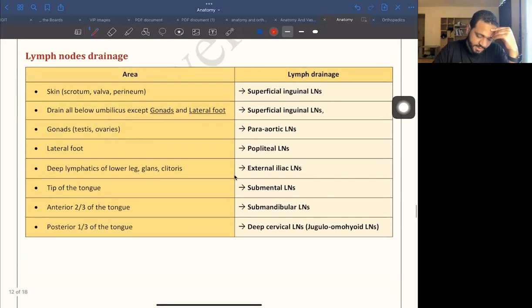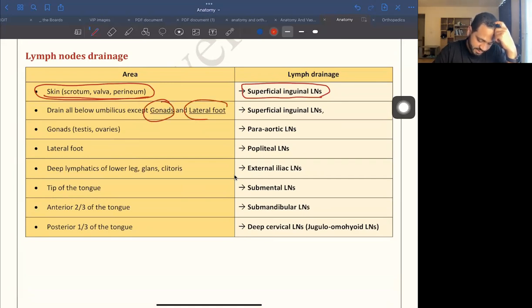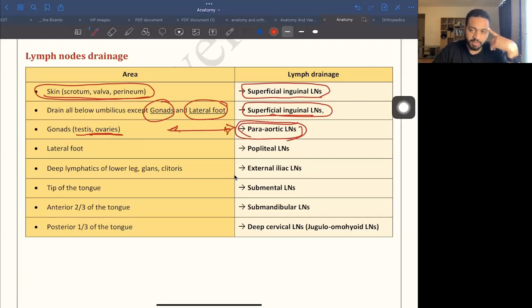Okay. So lymphatic drainage is also something that usually comes up, specifically these areas. The skin of the scrotum, vulva, and perineum goes to the superficial inguinal lymph nodes. Your gonads, testes and ovaries, go to the para-aortic lymph nodes. So this is important for cancer of the testis or ovary. It usually goes to the para-aortic lymph nodes. The lateral foot goes to the popliteal lymph nodes. Deep lymphatics of the lower leg, glans, and clitoris go to the external iliac lymph nodes.